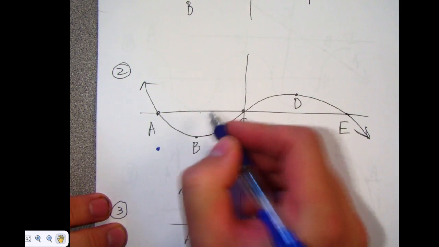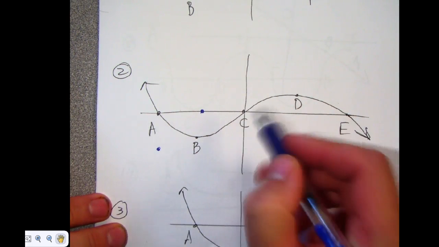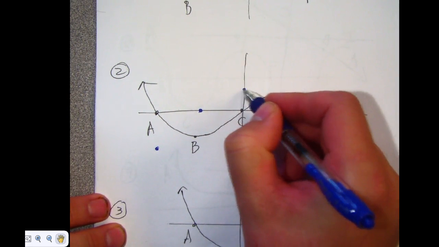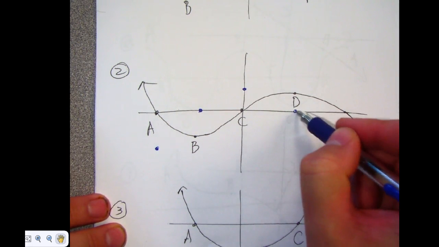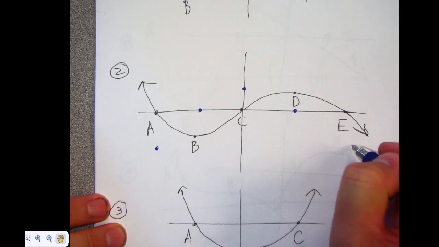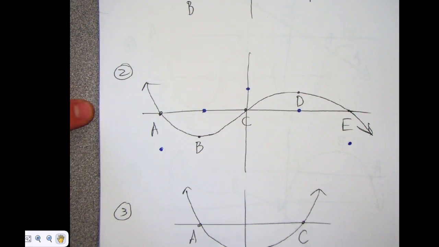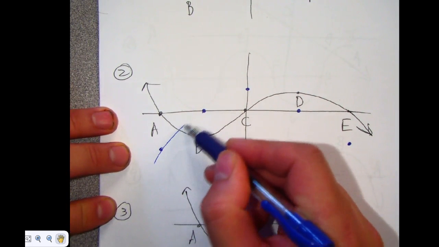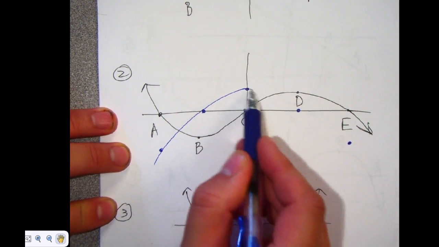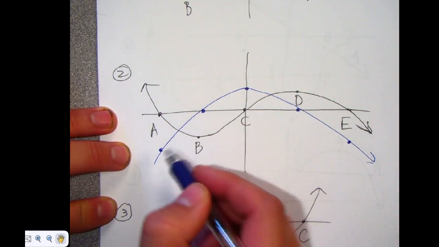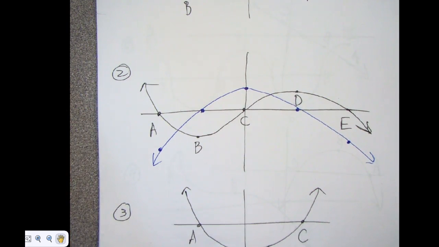At B, slope should be 0. At C, slope should be positive. At D, slope should be 0. At E, slope should be negative. And then this graph has 2 wiggles, so my derivative should have 1. One wiggle is a parabola. There's just the question of is it right side up or upside down. This one will be upside down based on the dots.